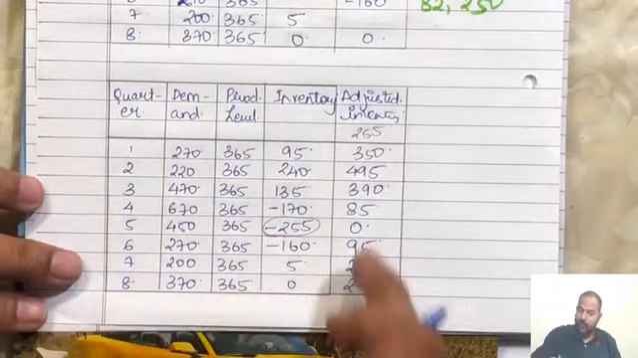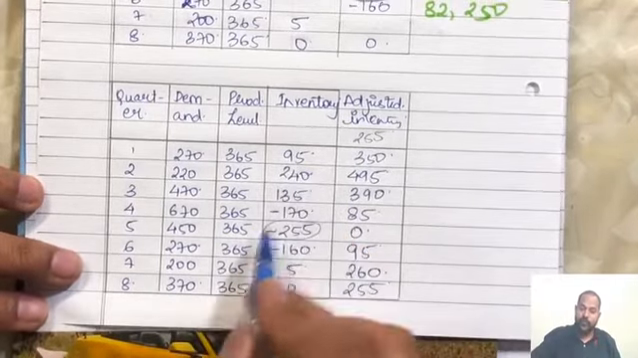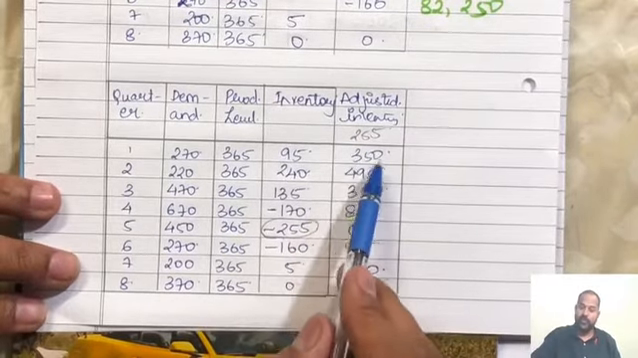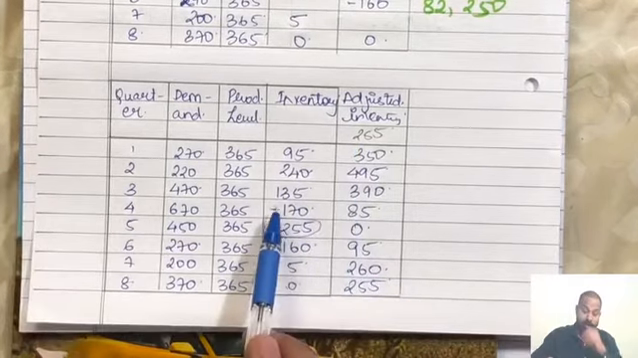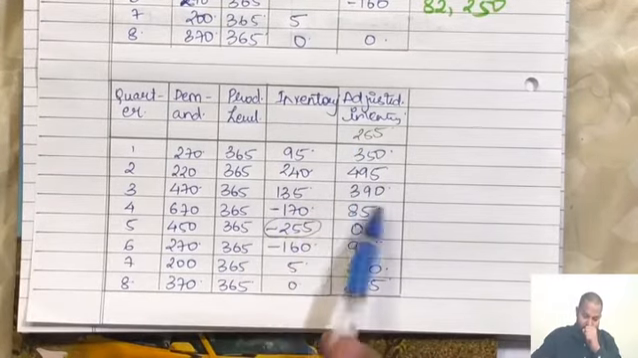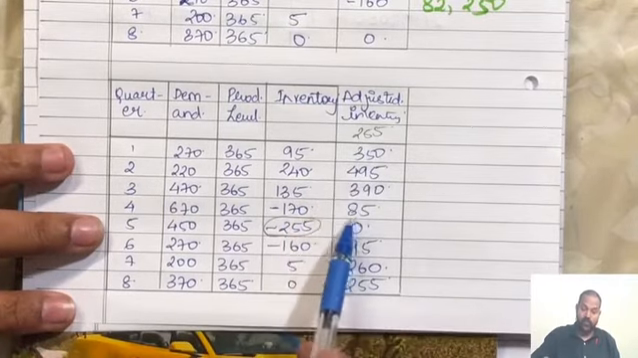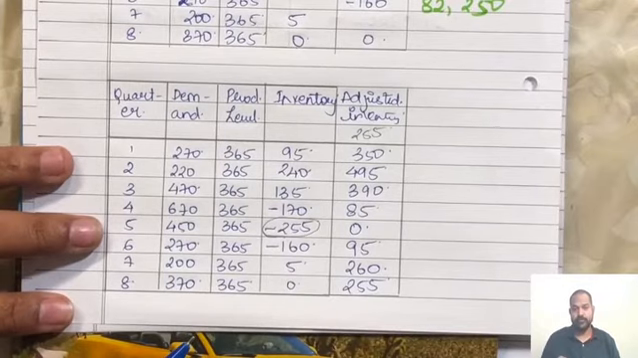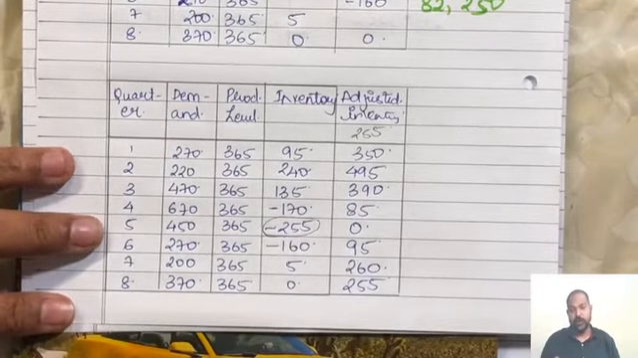You know what? You didn't have to again do this. All you had to do is add the 255 to every value and you would have gotten this. 95 plus 255 is 350. 240 plus 255 is 495. 130 plus 255 is 390. Negative 170 plus 255 is going to be 85 and so on. Now you calculate what the total inventory is.